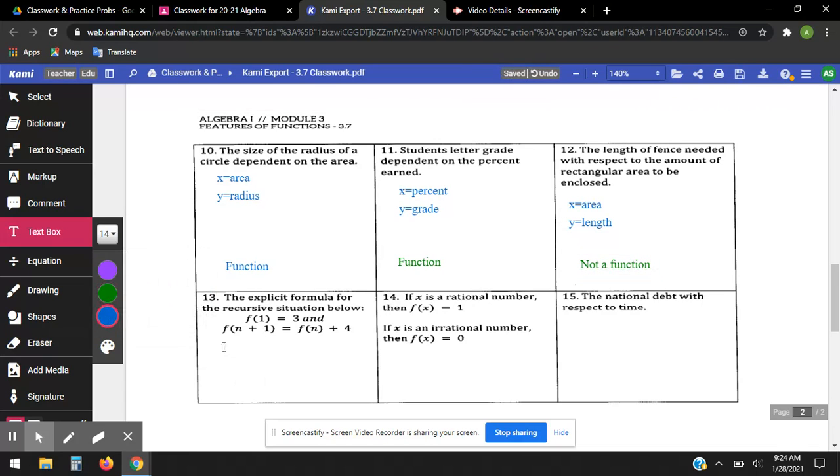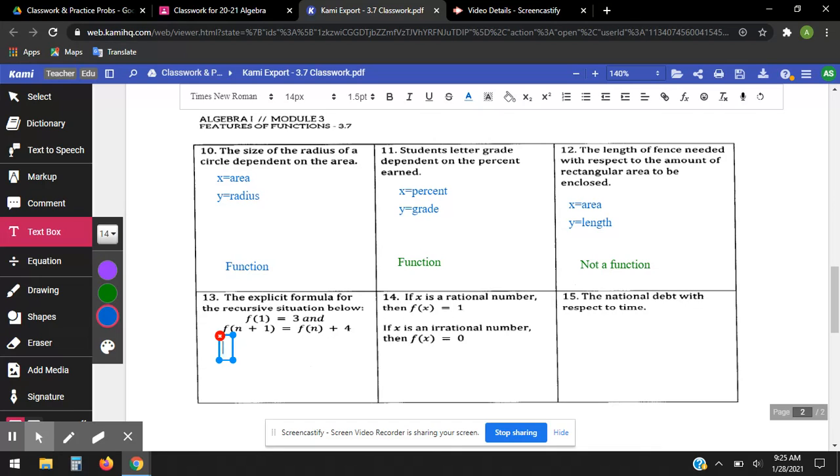All right, 13, the explicit formula for the recursive situation below. F of 1 equals 3, and f of n plus 1 equals f of n plus 4. So I need to take my current number to find the next one. I want to take my current number plus 4. And then I'm going to take my next one plus 4. And I'm going to take my next one plus 4.